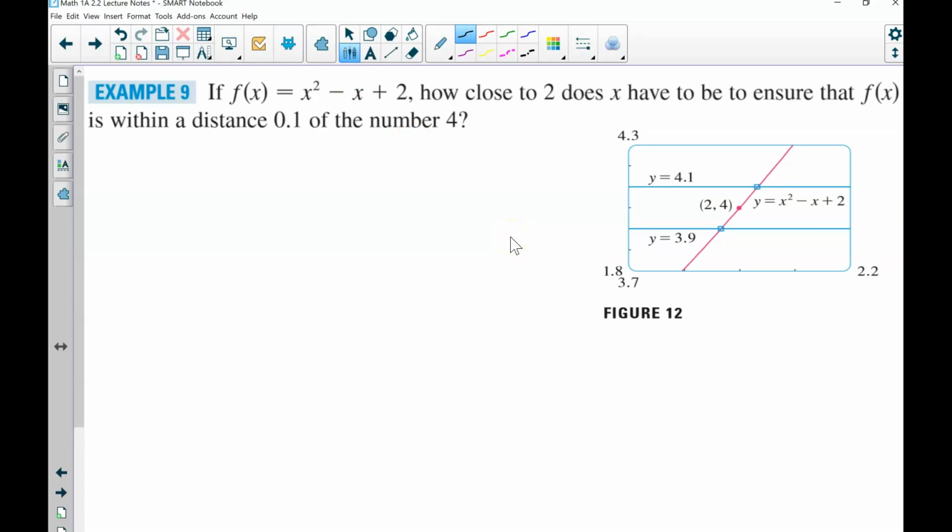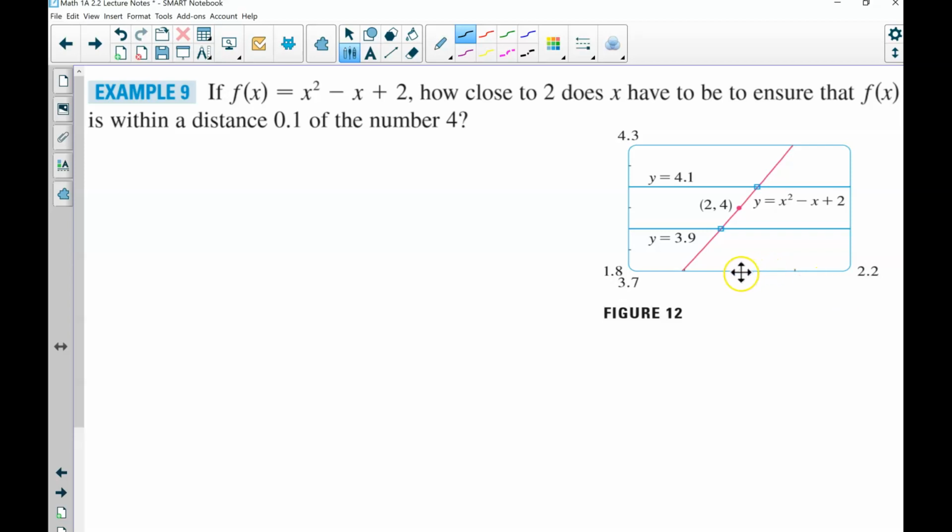Okay, let's take a look at example number 9. If we have the function f of x equals x squared minus x plus 2, how close to 2 does x have to be to ensure that the function f of x is within a distance of 0.1 of the number 4? So again, we're asking how close to 2 does x have to be to ensure that the function is within a distance of 0.1 of the number 4.